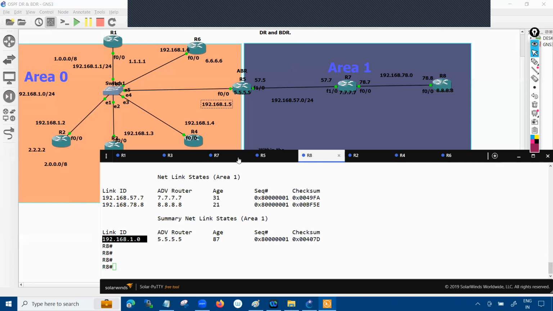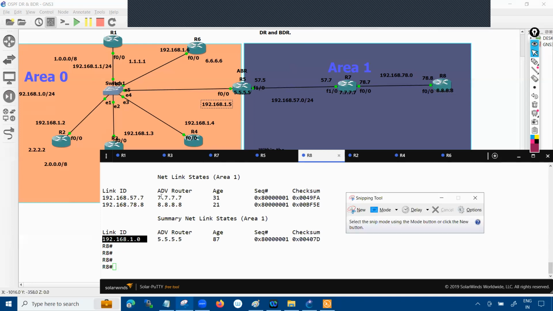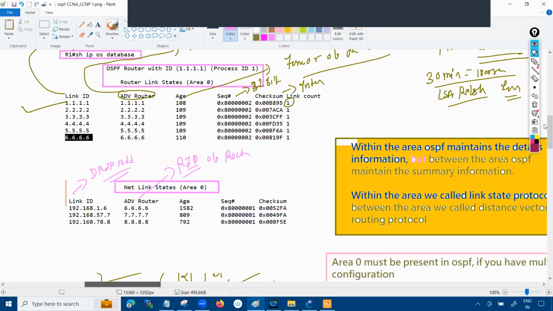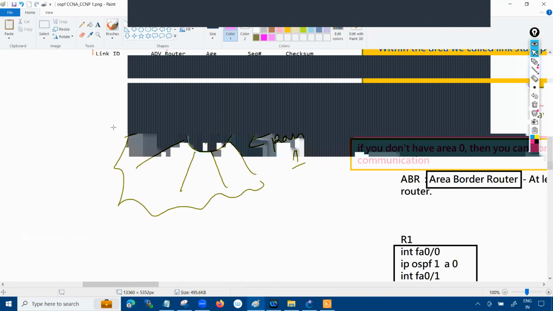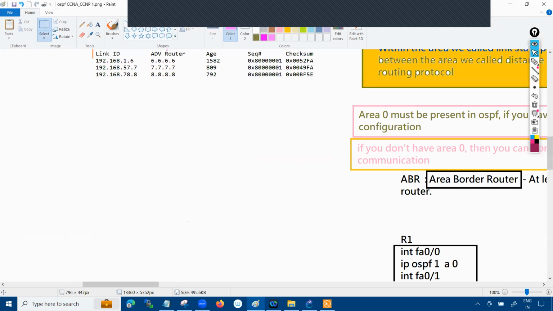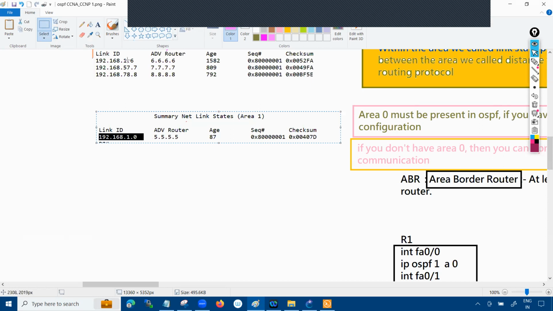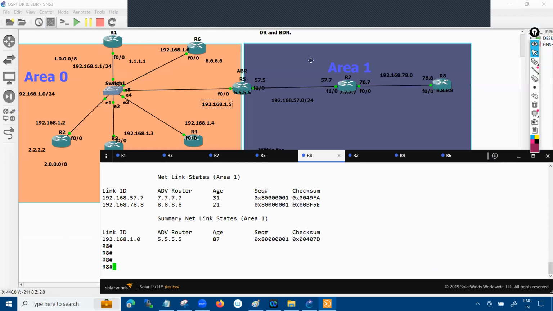So let me put this in my paint and I'll put it the same way. If you see here, the link ID was what? The link ID was the DR IP address in the network LSA. Here the link ID is the network ID, and the advertising router will be the ABR, and the remaining information is all the same. So you will have only one summary LSA in area number 1, that is 1.0, which is advertised by router 5. And router 5 is the ABR router.